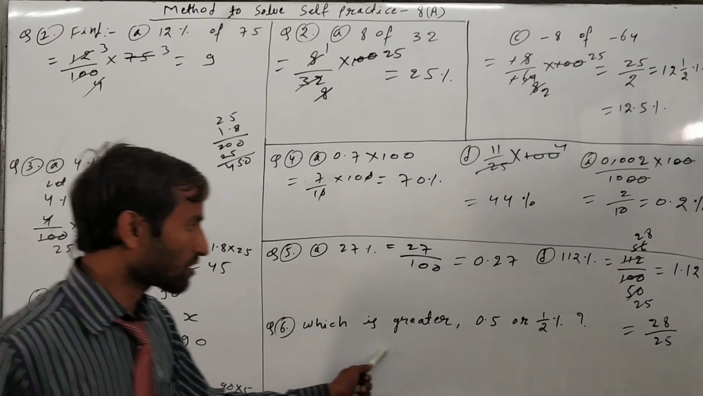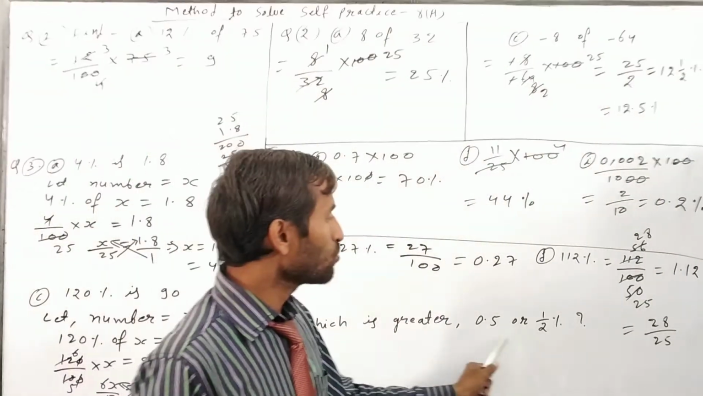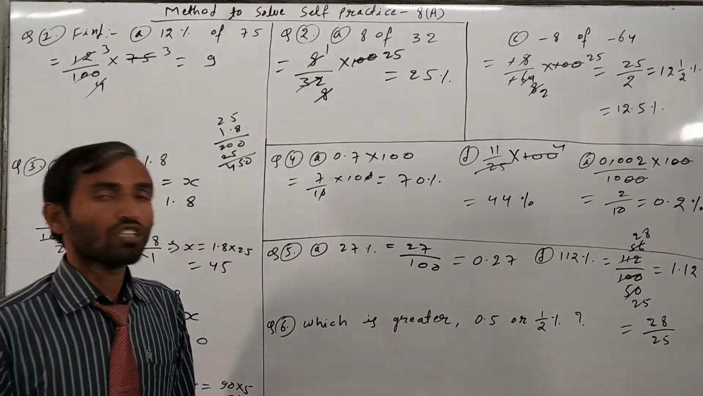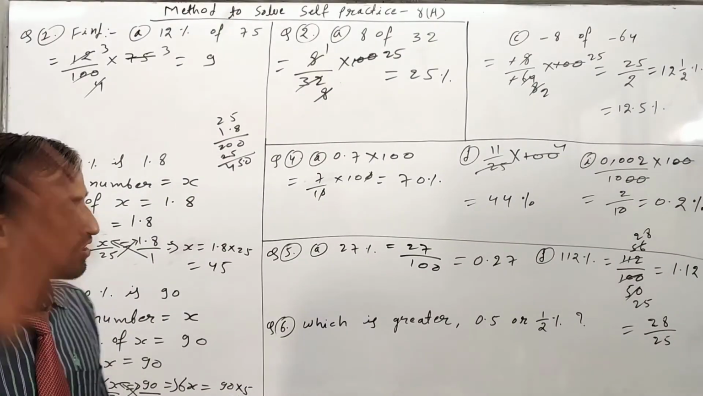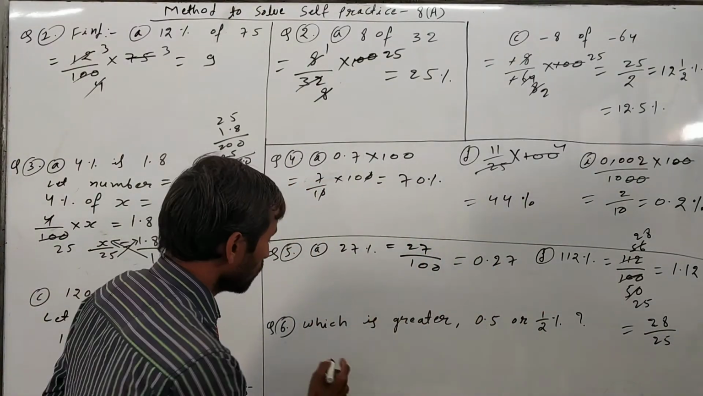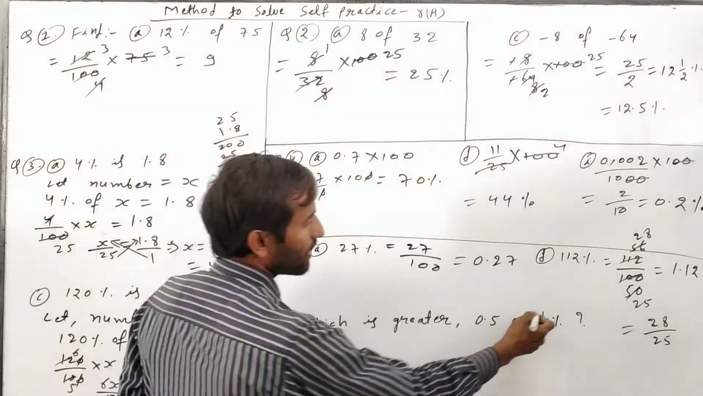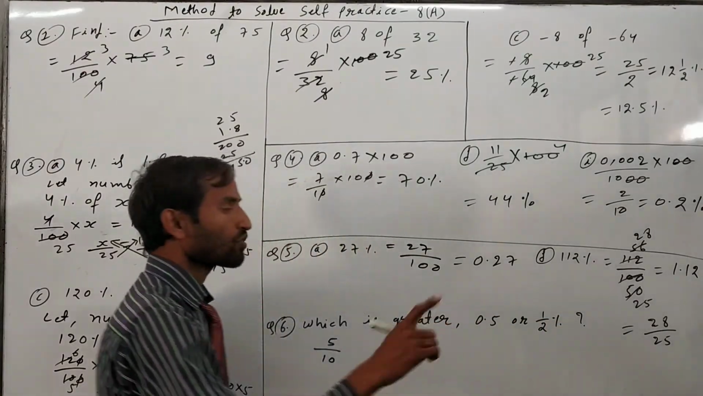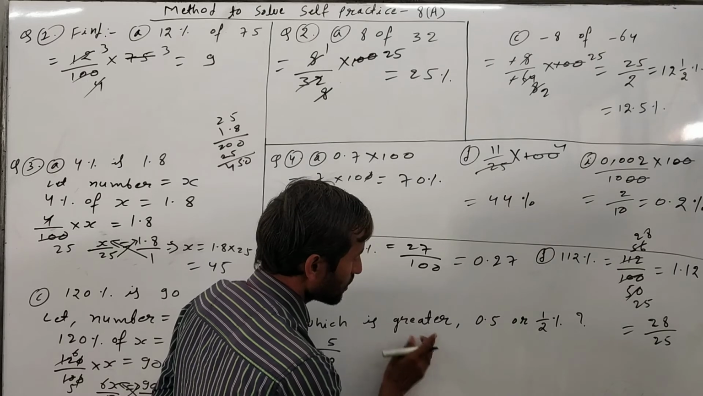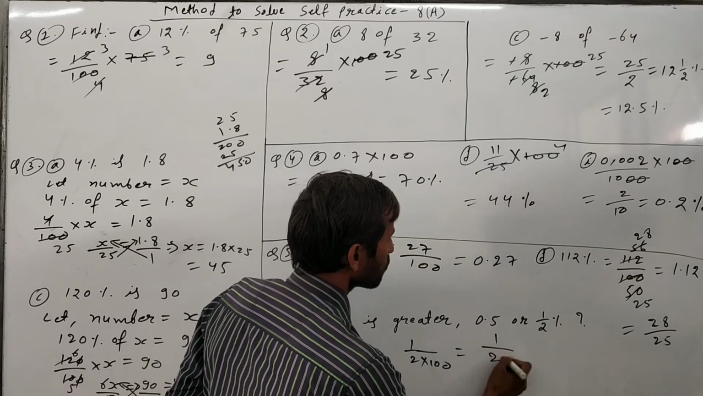Now question number 6. Just read the question number 6 here. Which is greater? Two numbers are given. One is a decimal and another one is a percentage. So we have to compare which number is greater. First of all, convert this decimal into a fraction, so you can write 5 upon 10. After that, here 1 upon 2 percent is there. We have to remove the percentage. For that, we have to divide by 100, it means multiply by 100 in the denominator part. So it will become 1 upon 200.